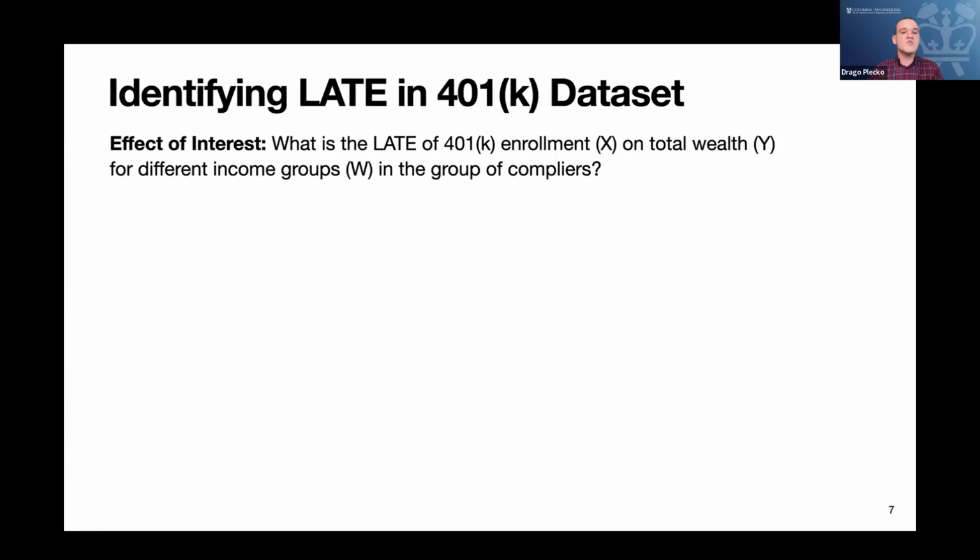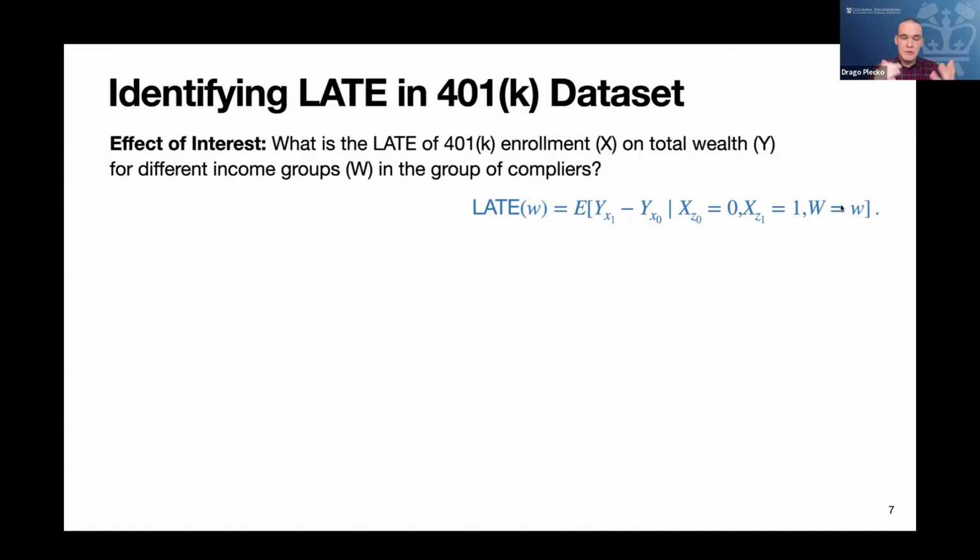What we're asking is, what is the local average treatment effect of 401k enrollment, which is going to be labeled X, on total wealth Y for different income groups W, conditioning on the group of compliers. Now, what does the query look like? This is the local average treatment effect that we saw previously. We're conditioning on compliers, but we're also conditioning on the income group.